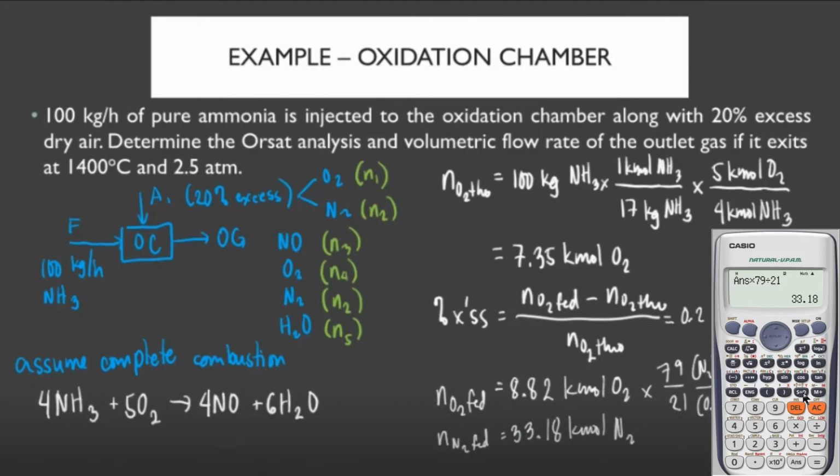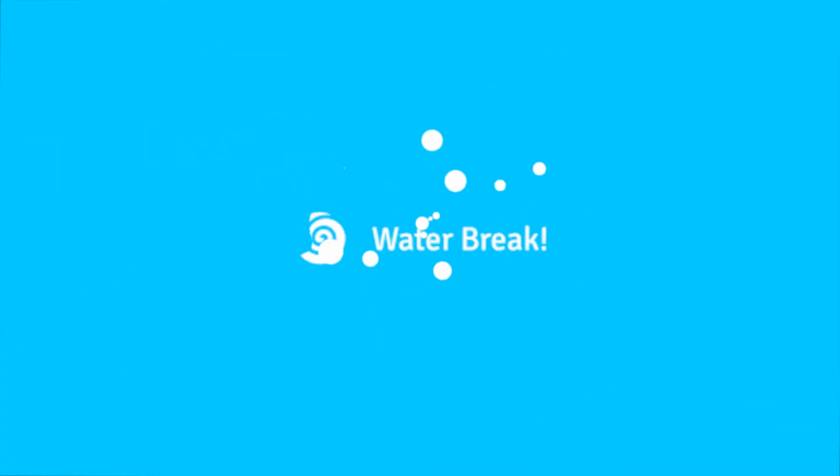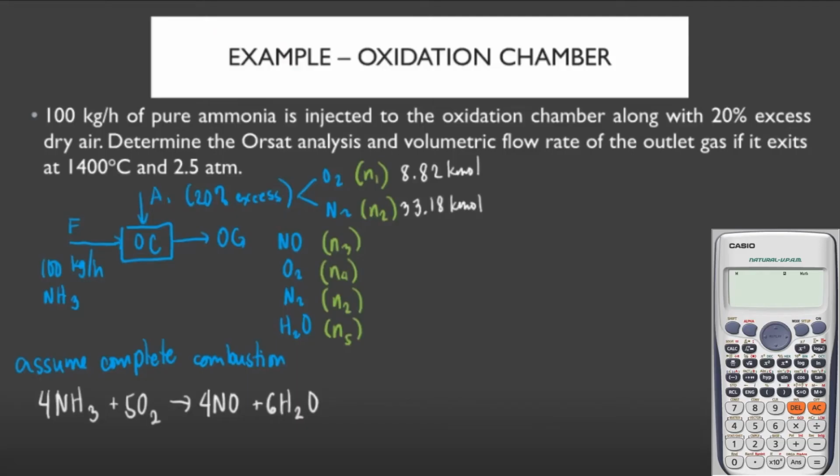And just like that, we were able to solve for the values of N1 and N2. So let me clean this first and then we'll proceed to our elemental balances. For the elemental balances, let's start with the nitrogen balance.